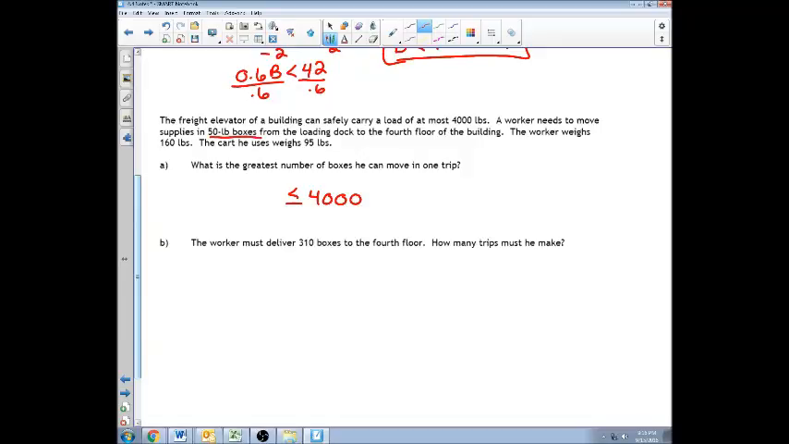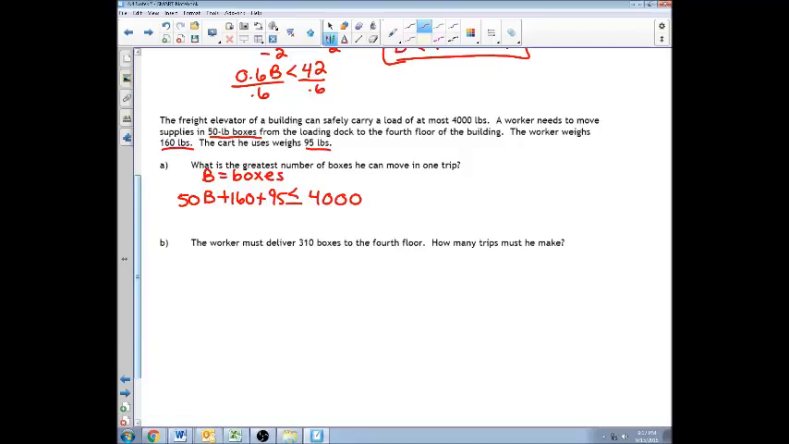The worker weighs 160 pounds, and the cart he uses weighs 95 pounds. So between the weight of the cart, the weight of himself, and the weight of the 50-pound boxes, it needs to be less than or equal to the 4,000. Right? So my variable to figure out the weight of however many boxes he's going to take is b for boxes. It would be the 50 pounds times the number of boxes, plus the 160 pounds he weighs, plus the 95 pounds that the cart weighs. All of that needs to be less than or equal to the 4,000 pounds.